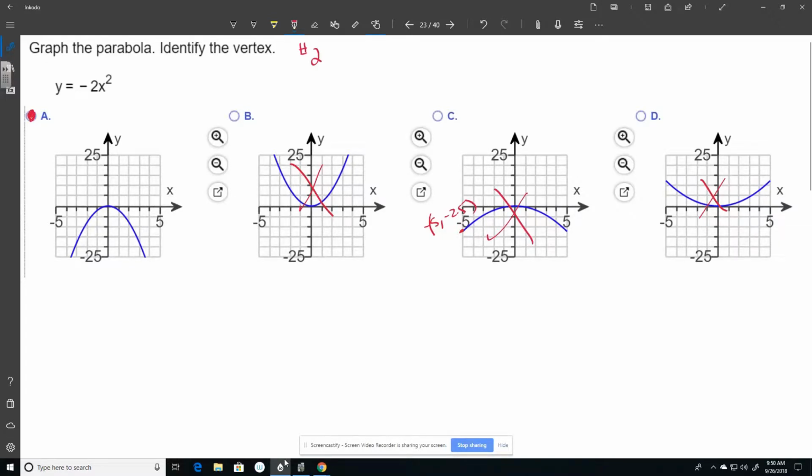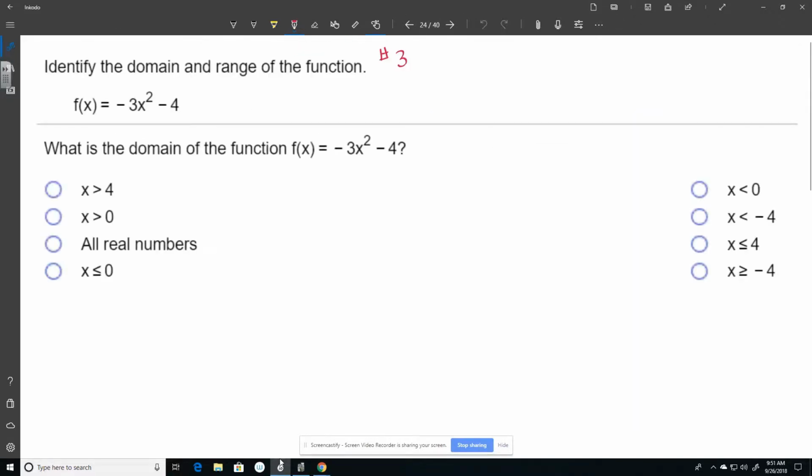It also wants you to identify the vertex. So after you put in that answer, it wants to know, what is that vertex? And this one, well, this one's pretty easy. I can just look at the picture and see that 0, 0 is my vertex. All right, number 3. Identify the domain and range. Remember, domain is all the x's. The range is all the y's that are possible.